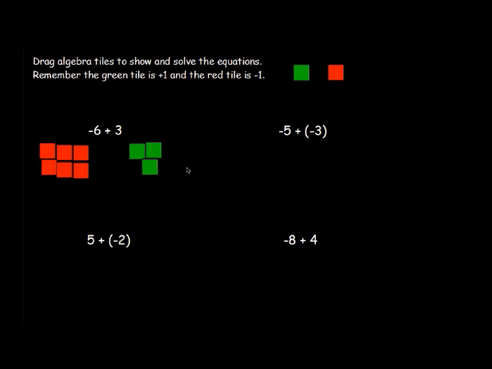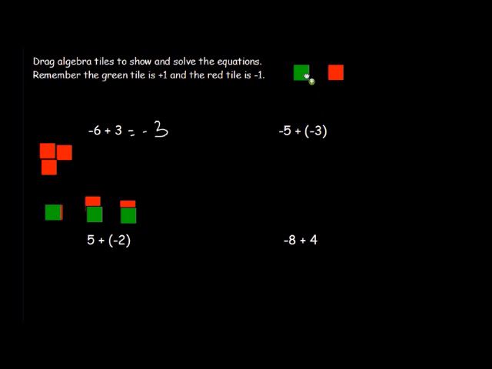Alright, so then it says we want to solve. So this says negative 6 plus 3. So you should be able to look at this and know that we're going to have a negative answer because I have more negatives here. So I'm going to make my zero pairs. And so what I have left is 3 red ones. So 3 red ones represents negative 3.